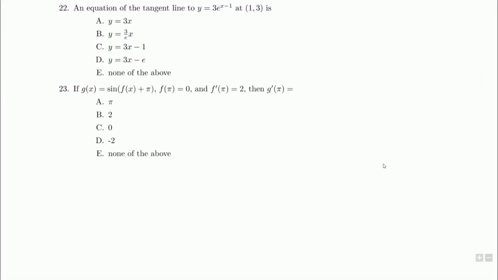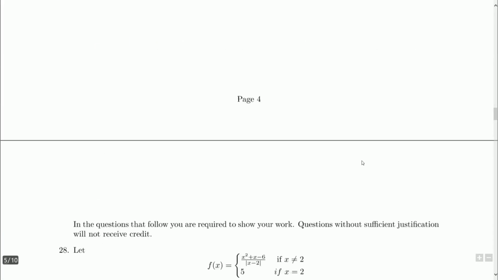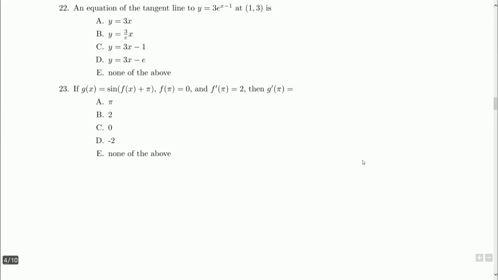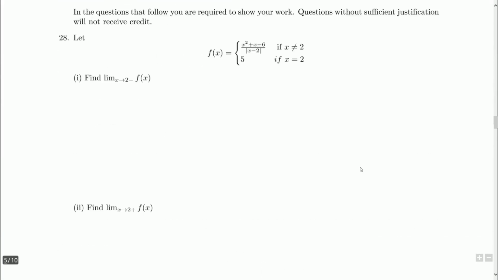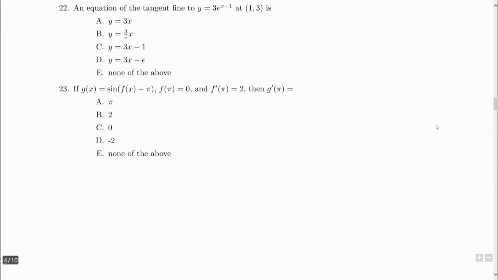Hello everybody and welcome back to the last of the multiple choice questions which I gave out in this mock midterm. That will be question number 23 here, which says if g of x is sine of f of x plus pi, and okay, they're not giving me a whole lot of information. I don't actually have a formula for f of x, but we do know f of pi is 0, f prime of pi exists and it's 2, and we're being asked what's g prime of pi.